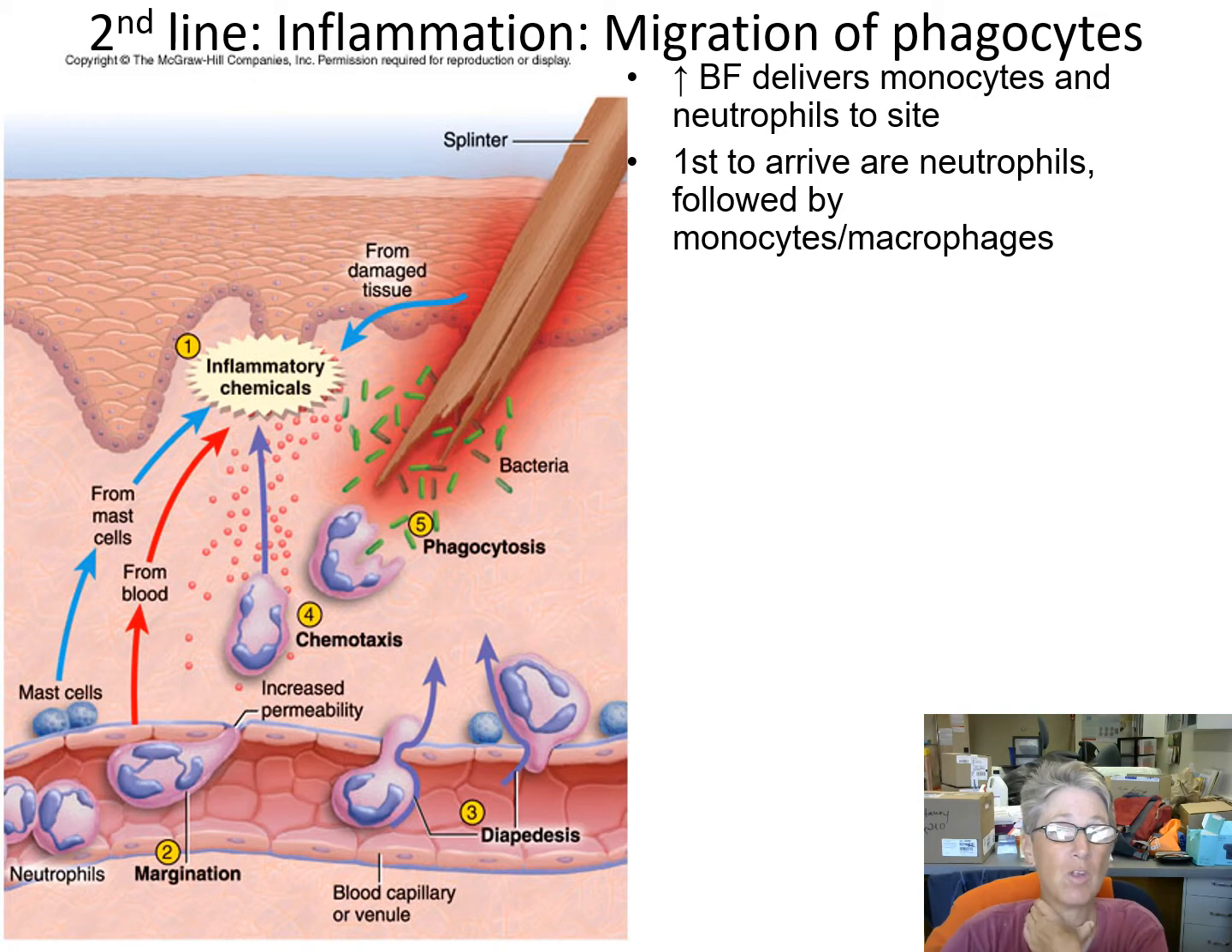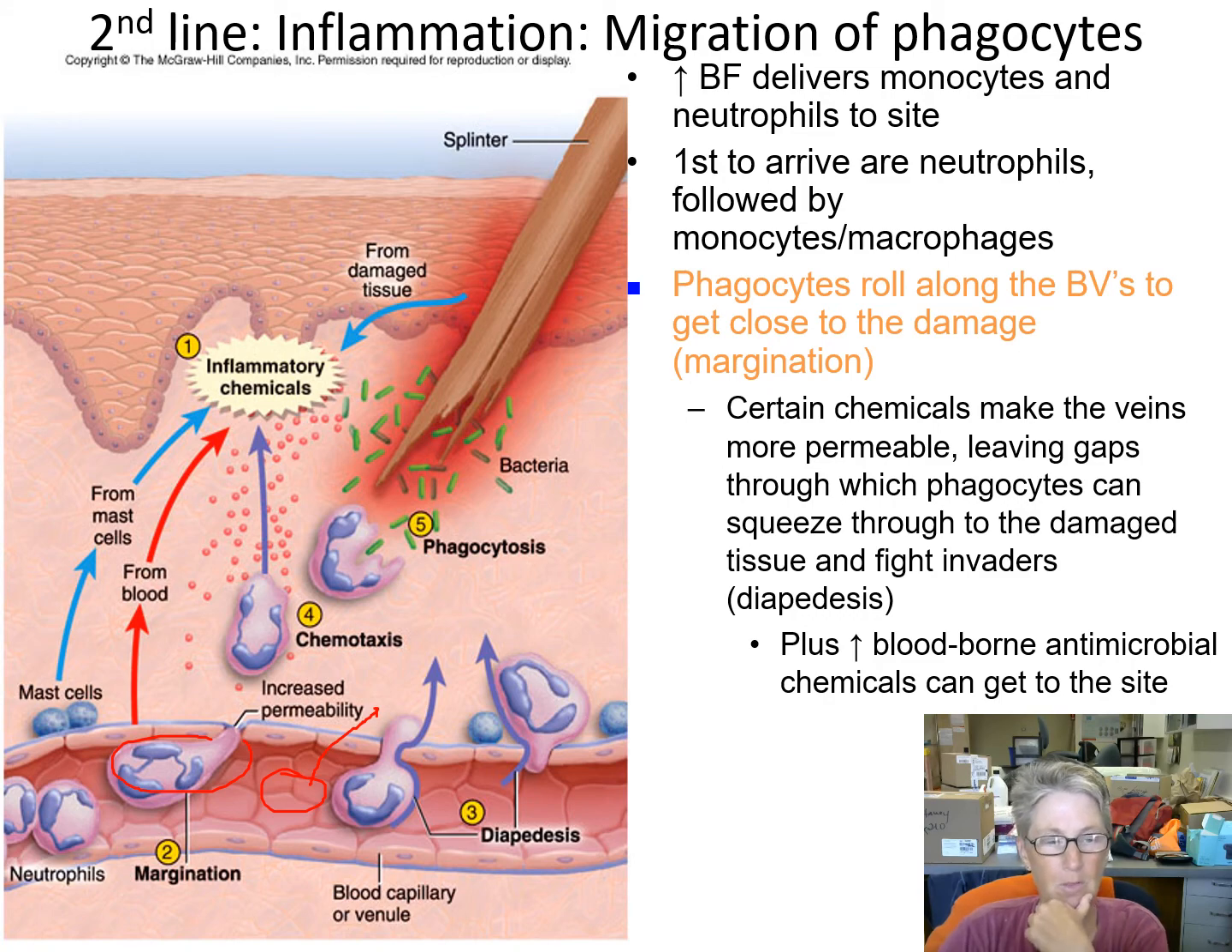So this increased blood flow, that's BF, delivers monocytes and neutrophils. In this cartoon, it shows a neutrophil to the battlefield, to the site. The first white blood cells to arrive at this infection site are neutrophils, and then the monocytes come. Remember, monocytes are in the blood, and then when the monocytes get into the tissue, they're called macrophages.